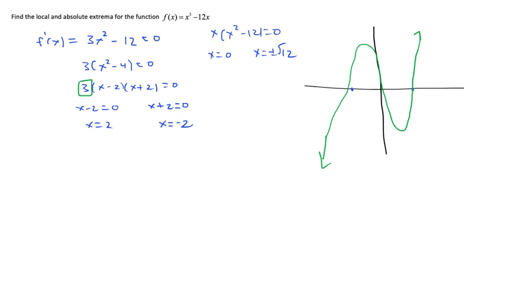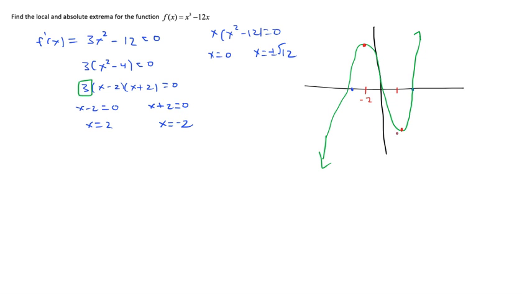So what are we looking for here? We're looking for these points. We're not looking for the x-intercepts. We're looking for the max and the min values. So hopefully that makes sense. Well, yeah, this should be negative 2 here, and that should be positive 2 here.